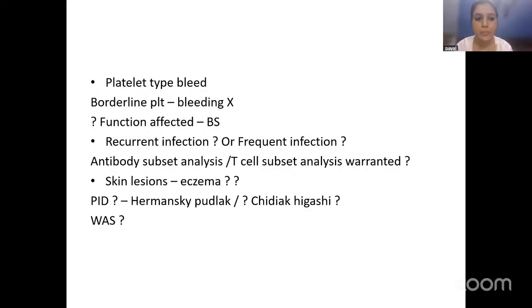So there has to be a function affected, platelet function affected. Now, 9-month-old, borderline platelets, platelet function affected. Are we looking at Bernard Soulier? But this is in isolation. There is another history, which is recurrent infection or frequent infection. So the resident said, hey ma'am, should we send an antibody subset analysis, T cell subset analysis? Is it warranted here with one episode of otitis, some diarrheal episodes? Should we send that? And skin lesions, is it atopic dermatitis?